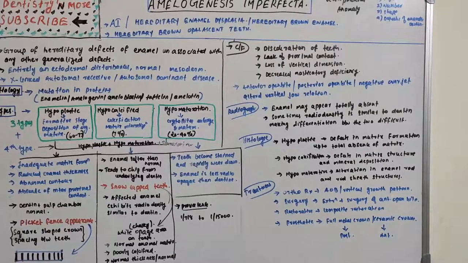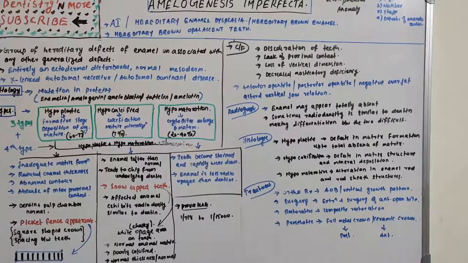In histologic, there will be matrix absence sometimes with defects. And hypocalcification, it is a matrix mineral deposition and matrix structure defects. In hypomaturity, there will be enamel rods and rod sheath changes.